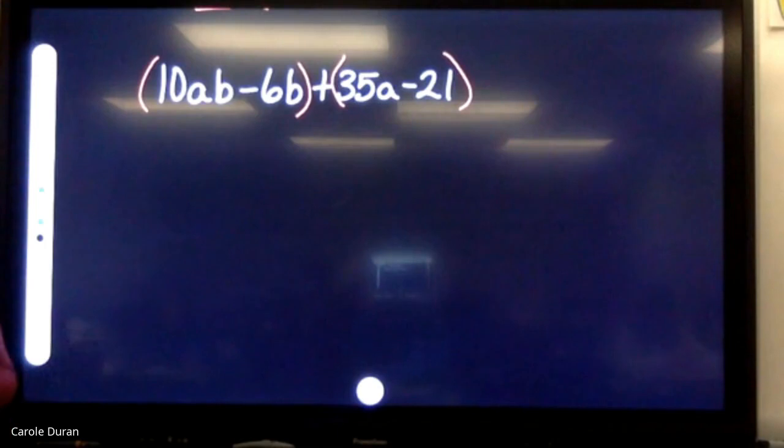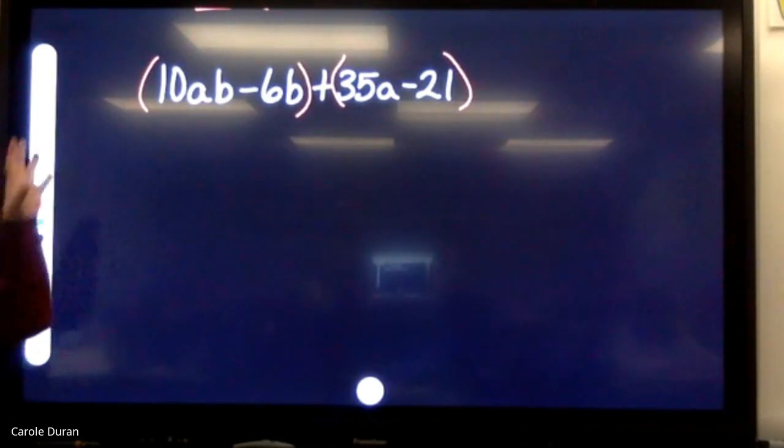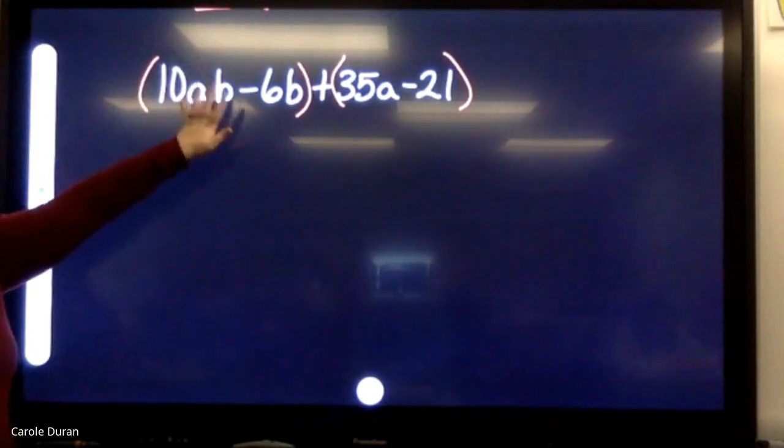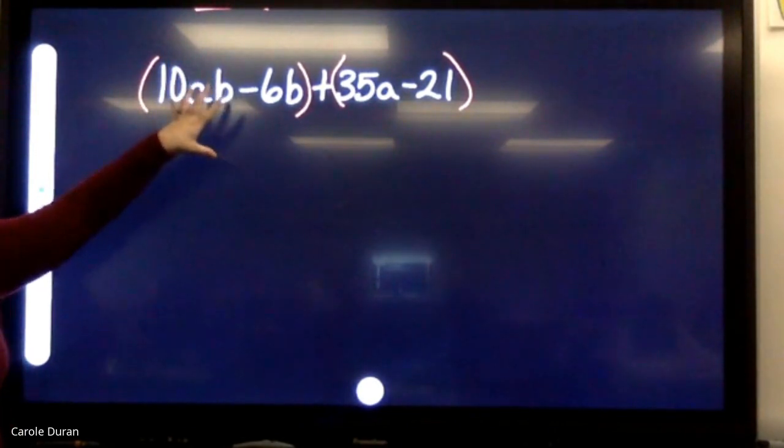You can rewrite it if you want to. I'm not going to here. I'm just going to ask myself, looking solely at this first grouping, what can I take out of both of those terms?